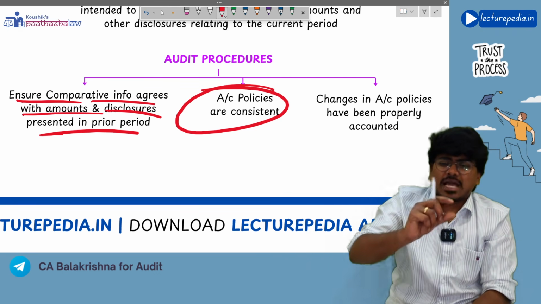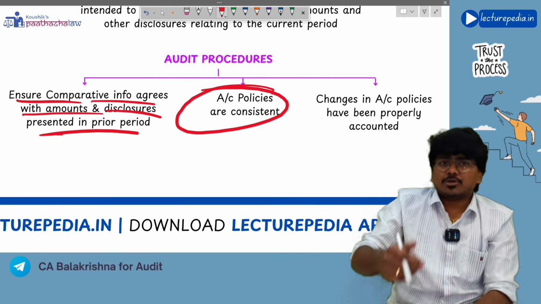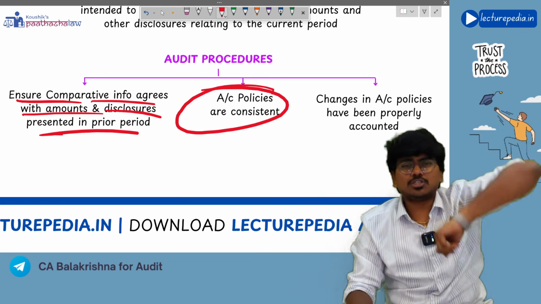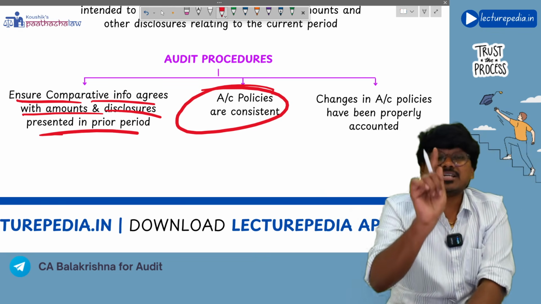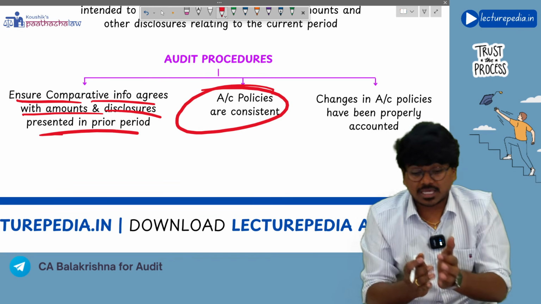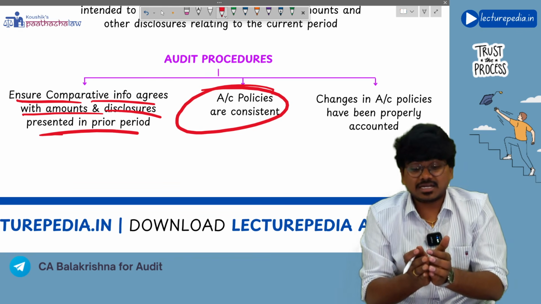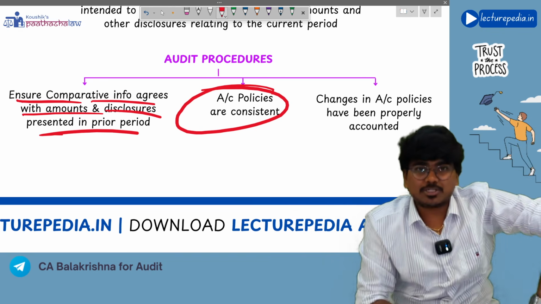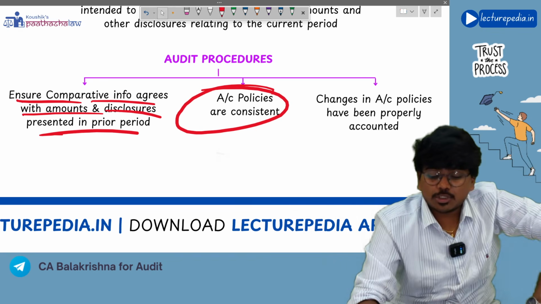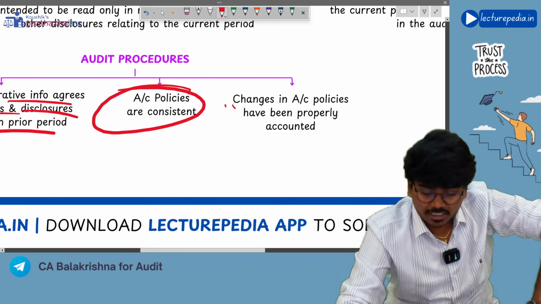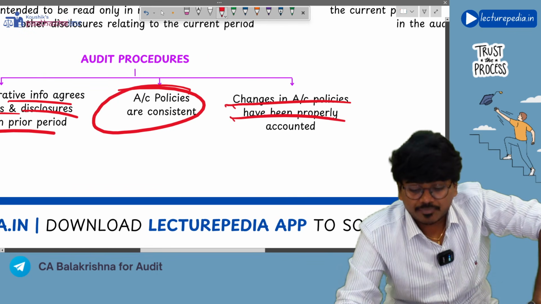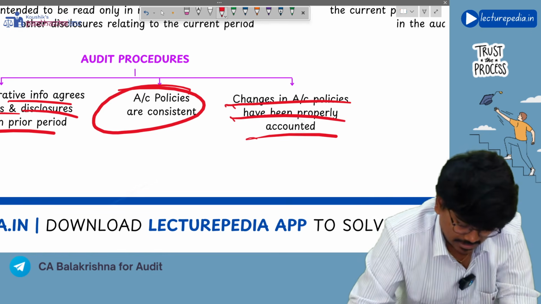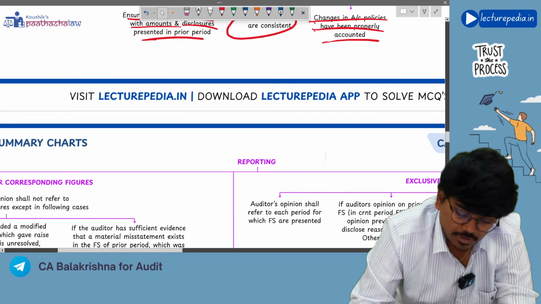If in case you used WDV in the previous year, you followed SLM, now you want to change it to WDV, okay, you change it, but account for it properly. When you are changing the method, the effect should be given retrospectively, not prospectively. So the respective accounting treatment, you do it properly. If at all there is a change in the accounting policy, then you need to account for it properly. Understanding? Yes. So those three procedures you will perform.